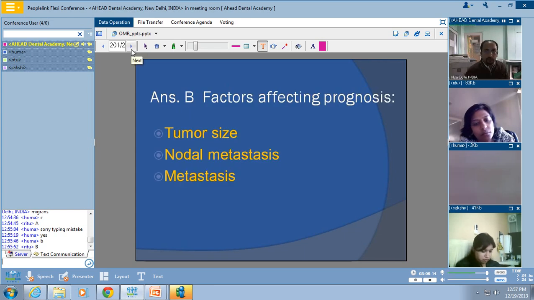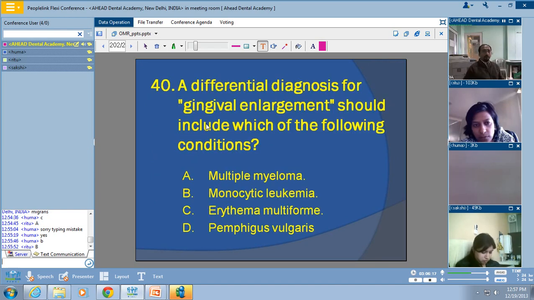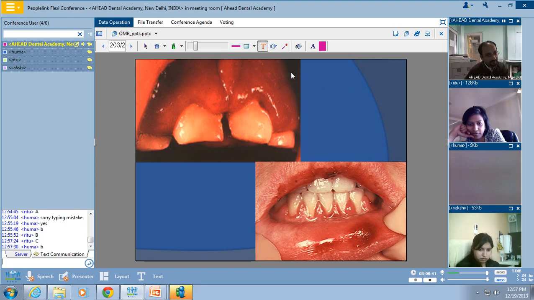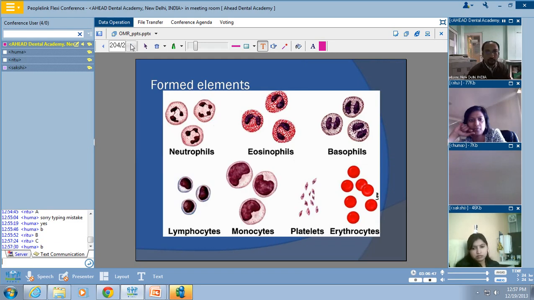40th. A differential diagnosis for gingival enlargement should include which of the following conditions? No. It is not erythema multiforme. It is monocytic leukemia. Good. Why monocytic leukemia? Simply because this is the gingival enlargement, monocytic leukemia. Okay, can you make out? So these are the certain formed elements. I'm not going into detail of this, but just go through this. Neutrophils, eosinophils, basophils, lymphocytes, monocytes, erythrocytes.